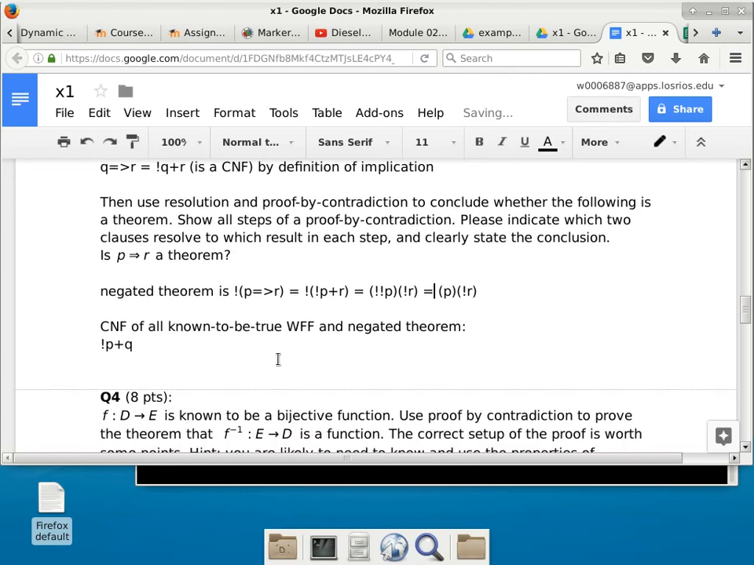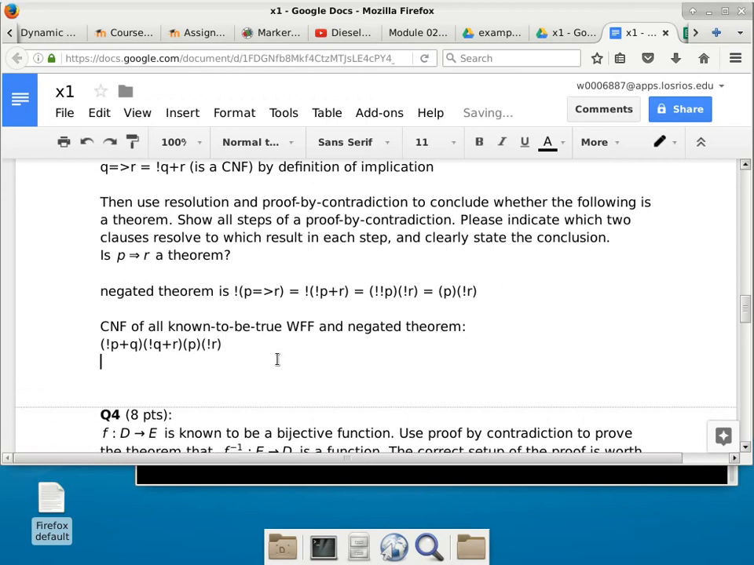Just writing it's faster. Okay, so we have not Q or R, and then we have P by itself, not R by itself. And then we have to do the resolution. When you perform the resolution, I would like you guys to indicate how you come to that particular step. So in this case, how do we get to a false?